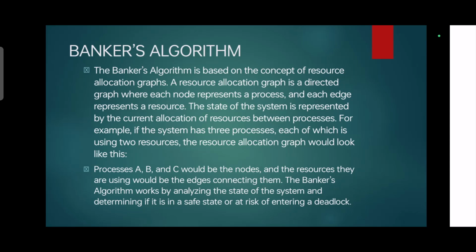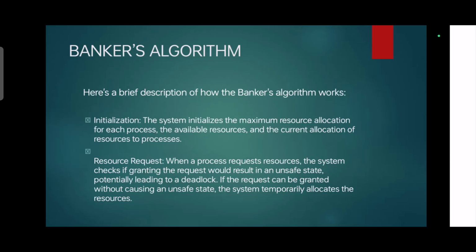For example, if the system has three processes, each of which is using two resources, the resource allocation graph would look like this. Processes A, B and C would be the nodes and the resources they are using would be the edges connecting them. The Banker's algorithm works by analyzing the state of the system and determining if it is in a safe state or at risk of entering a deadlock. So here's a brief description of how the Banker's algorithm works.